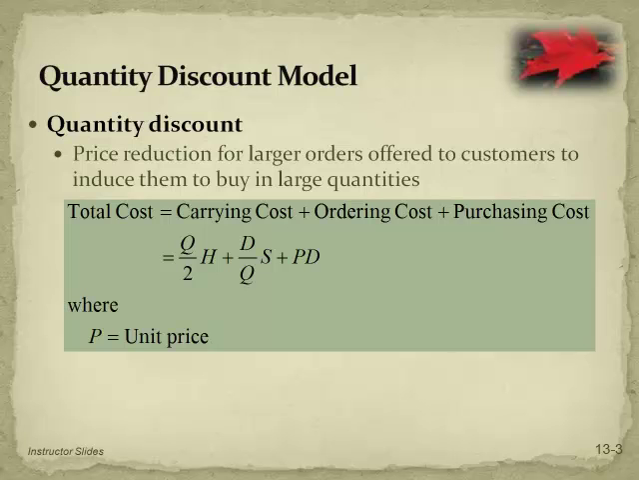So once again, the Q over 2 times H is the carrying cost. Q over 2 is the average inventory. And we're going to multiply the average inventory by the holding cost. D over Q represents the number of orders that we place each year. If we multiply that times the ordering cost, the cost per order, that gives us the annual ordering cost.